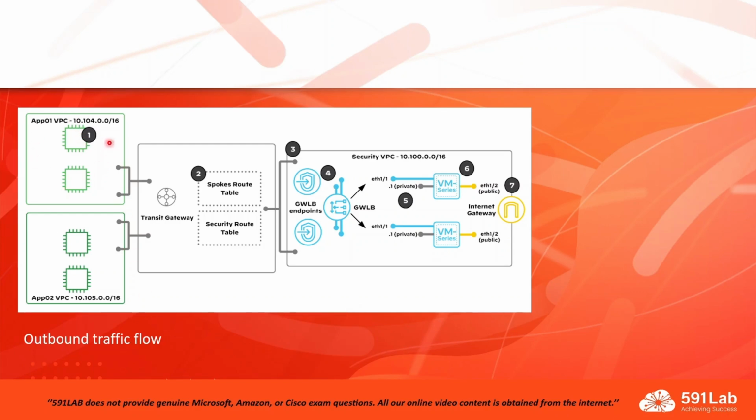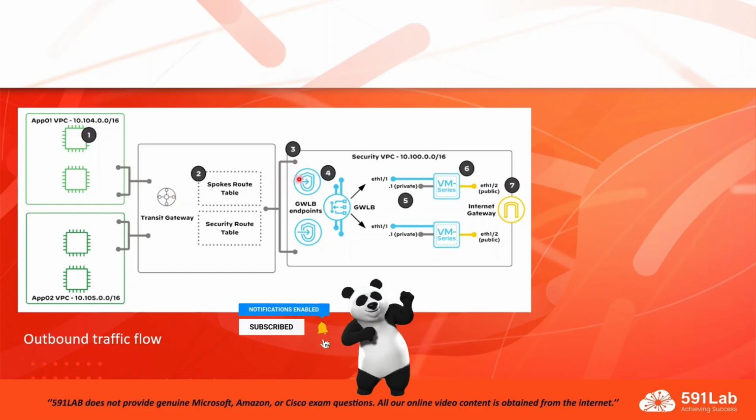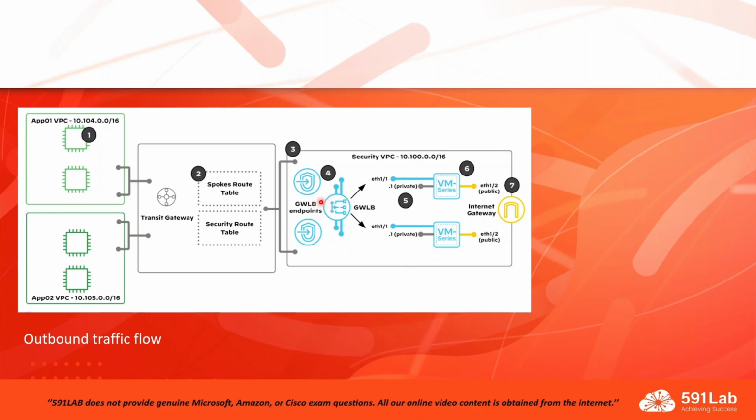The traffic will come from the VPC and it will go to the transit gateway. The transit gateway will check the route table and forward the traffic to the GWLB endpoint, and the GWLB endpoint is in line with the GWLB, and the GWLB will forward the traffic to the VM-Series. The VM-Series uses the private interface, and the VM-Series will inspect the traffic and enforce the policy.